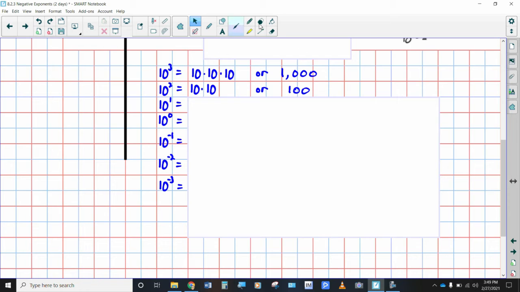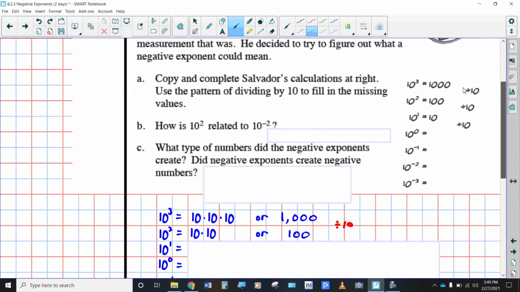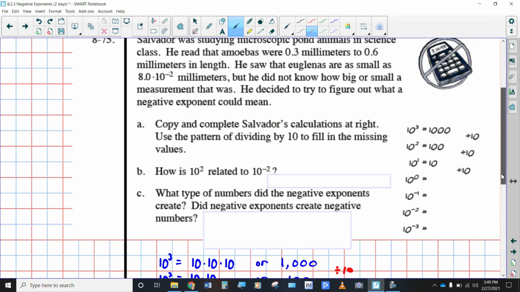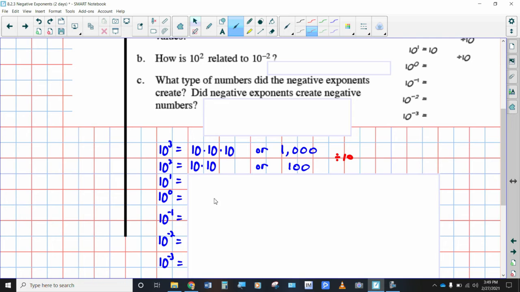So in essence, you could say that we have gone and taken and divided this by 10 to get to this. That's what they were showing up here. As you go down, with each power, you're taking your number in standard form and dividing it by 10. So if we continue that with our pattern, then 10 to the first would have to be 10, right? Since 100 divided by 10 is 10.